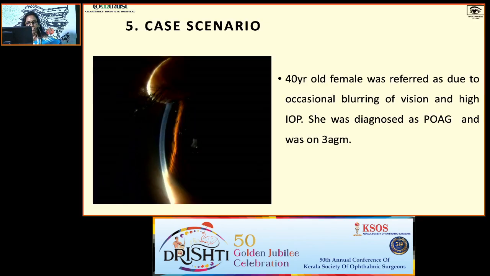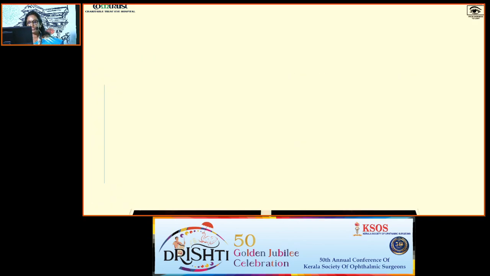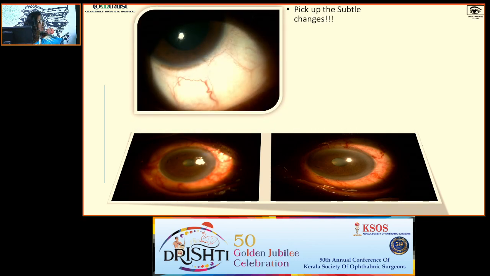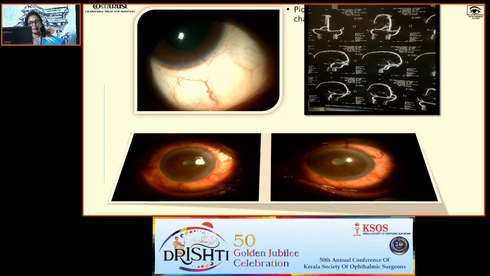Now, this is another scenario where a 40-year-old female was referred with blurring of vision and high IOP. She was diagnosed with primary open angle glaucoma and was on 3 medications. When such findings are jarring, it's easier to pick up, but you have to look for the subtle changes too. With dilated episcleral veins and imaging, she had a CCF.